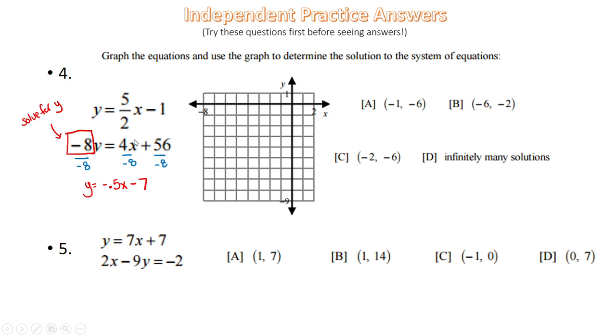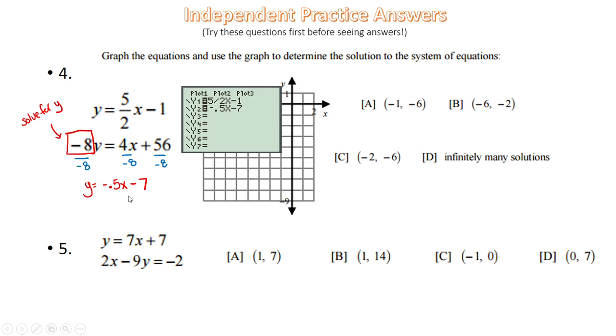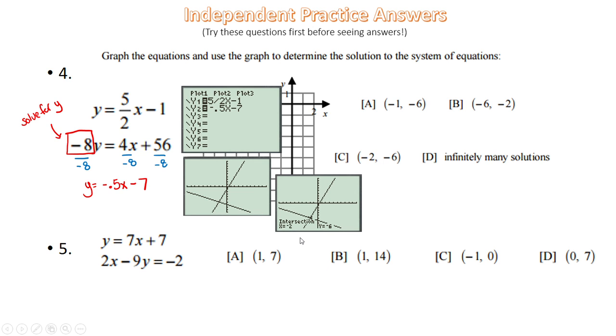Type both of these equations into my y equals key, like this. And we see that they cross. So since they cross, we can do second trace, 5, enter, enter, enter. And then that means we have (-2, -6) as our answer, as C.